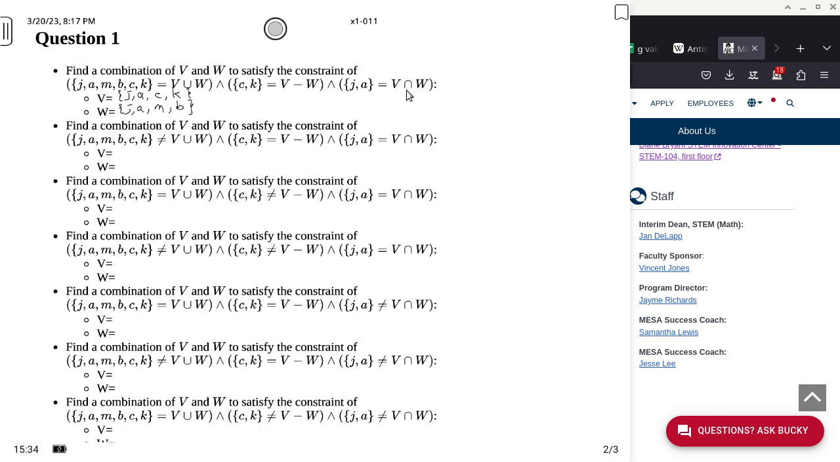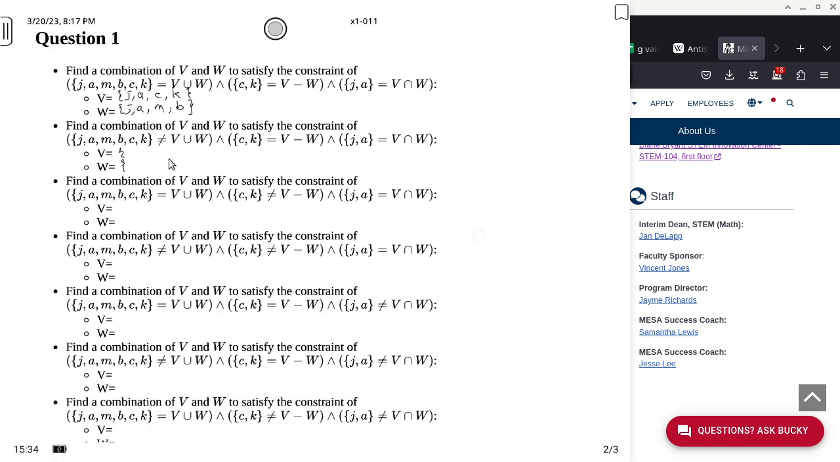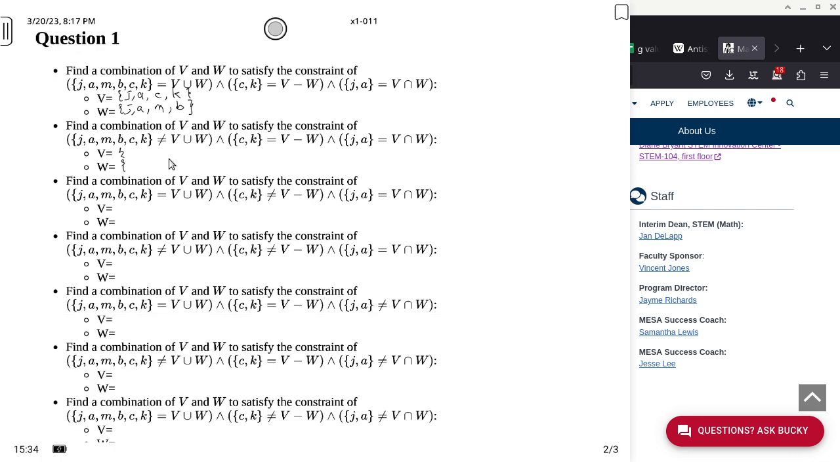All right, so looking at the next one. Instead of an equal to, it has a does not equal to. See how this is different? Now we don't want the union to be exactly J, A, M, C, B, K, but the rest are still the same. So I'm looking at the constraints and the intersection of, okay, I'm not sure exactly what happened. There we go. I think my palm just touched something.